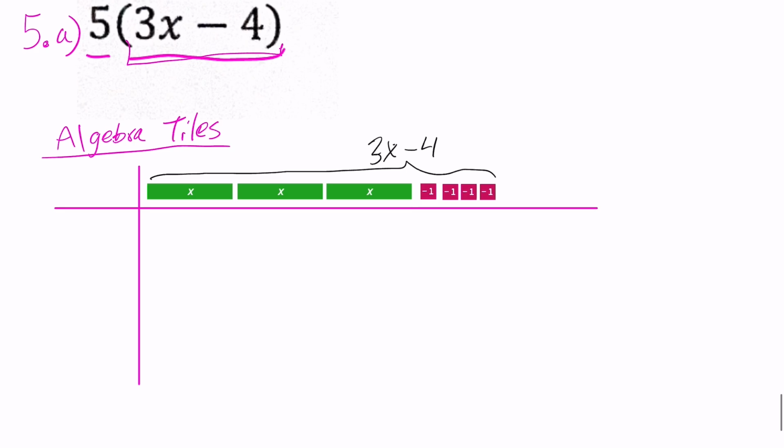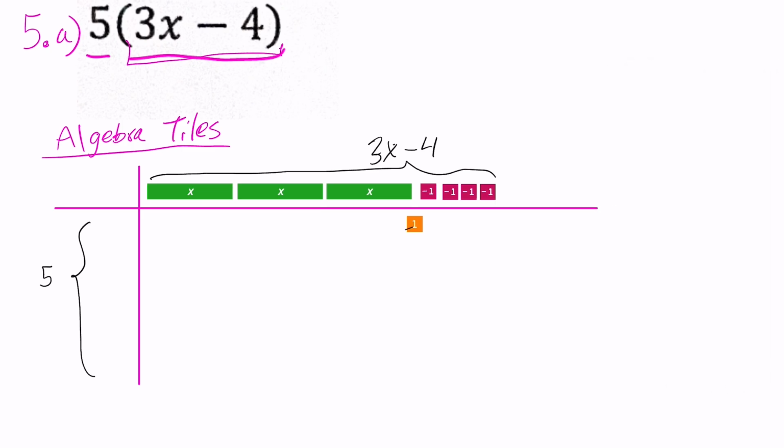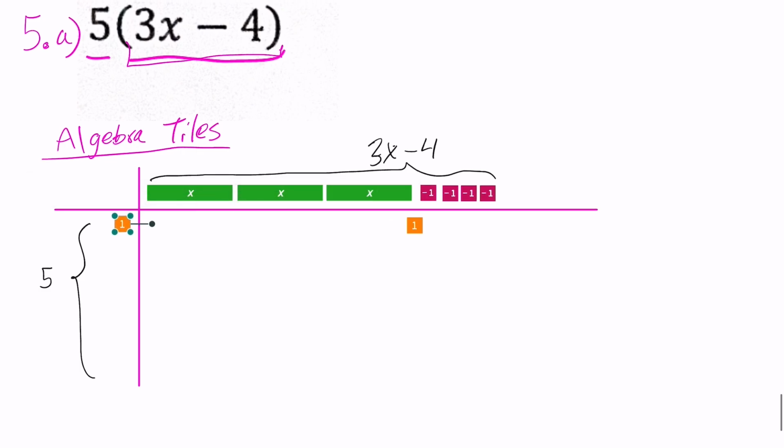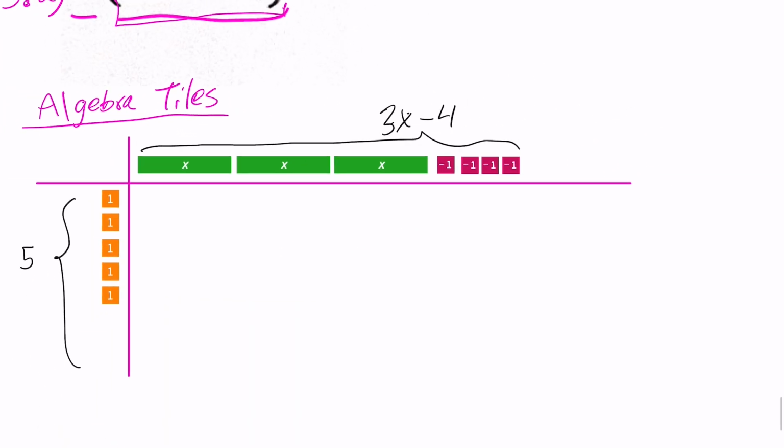So that's my length. My width right here is going to be 5. And how do I represent that using tiles? Well, I'm just going to grab 5, the number 1 five times. So 1, 2, 3, 4, 5. So let me go place these in their proper positions over here. 1, 2, 3, 4, 5. Okay, so now, see, those were the side lengths, right? So this was my 5 right here. These are the side lengths.